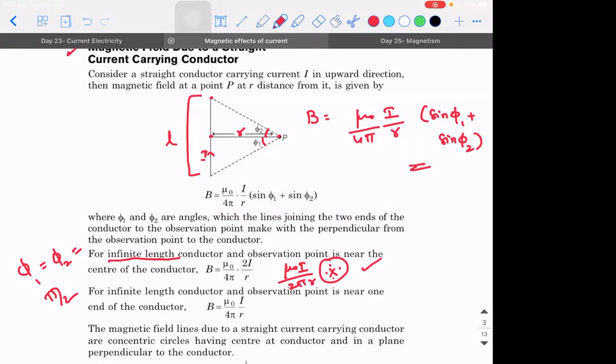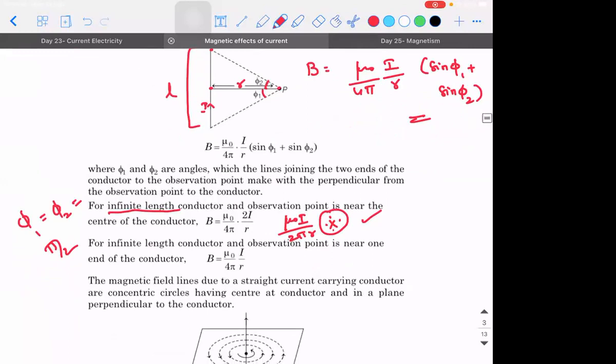Similarly, had it been a semi-infinite wire, where the point P coincides with one of the ends, then phi 1 can be taken as 90 degrees and phi 2 as 0 degrees. If you substitute it, you will get mu naught I divided by 4 pi r. So when you're reading the question, you need to be very careful. Tell me one thing, are you guys clear with these two important points? Yes, sir. Right, that's good.